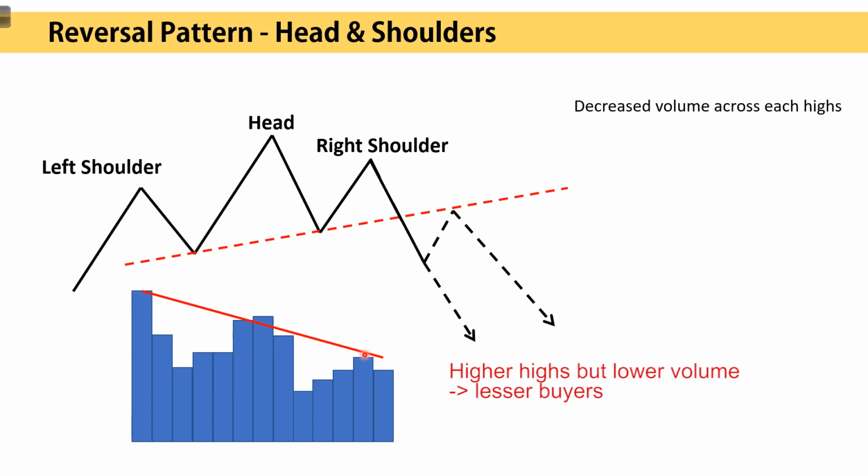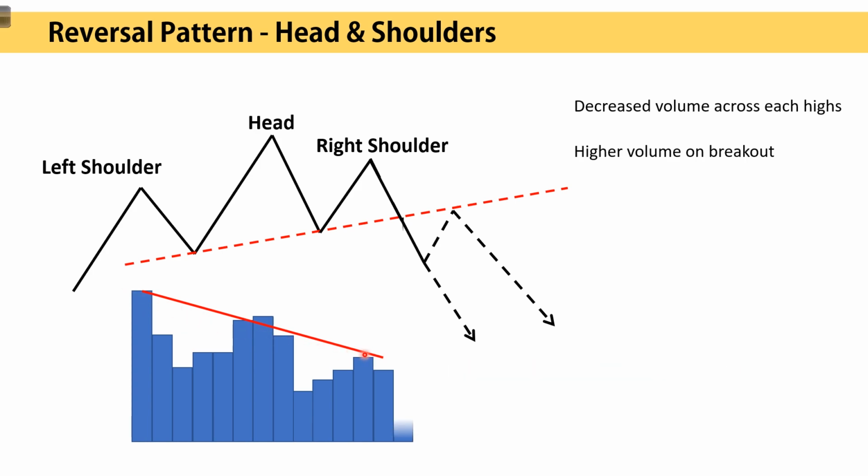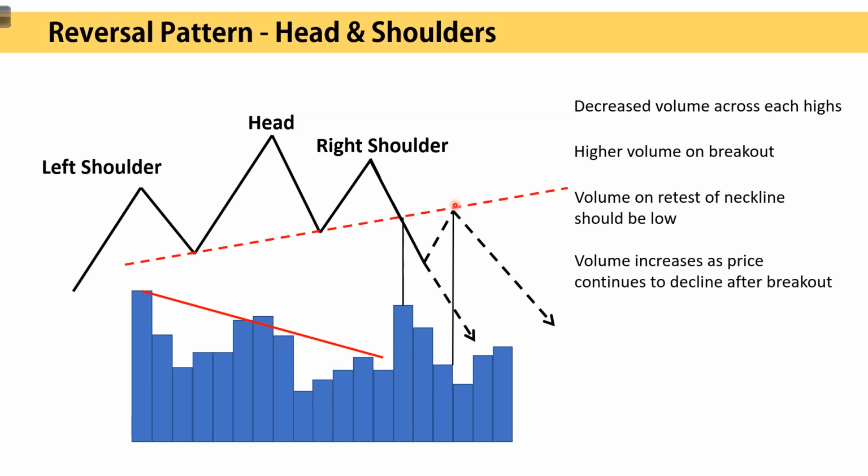Now, if the pattern is valid, the breakout should happen with high volume. This shows the strength of the breakout, and then subsequently, should there be a retest on the neckline during the return move, the volume should be light. And generally, you should observe that the volume increases subsequently as the price continues to trend downwards.